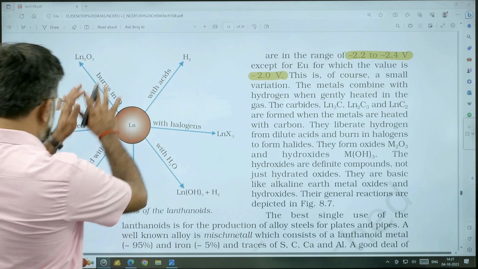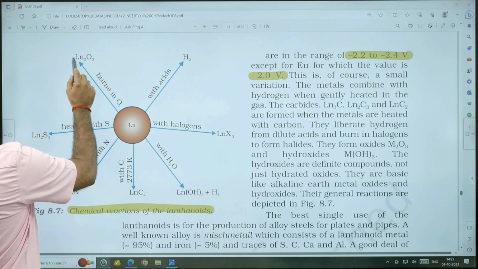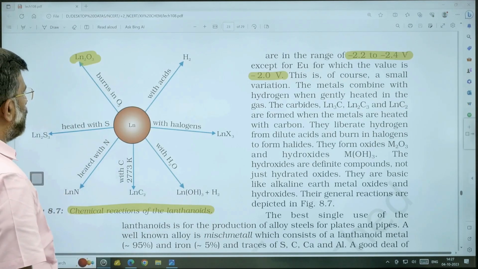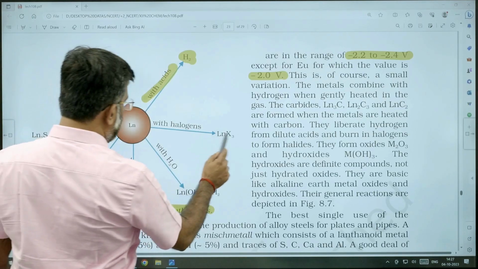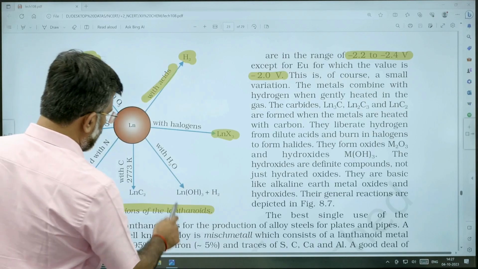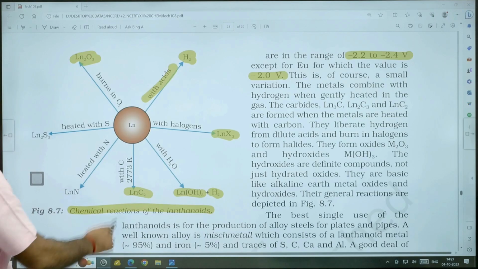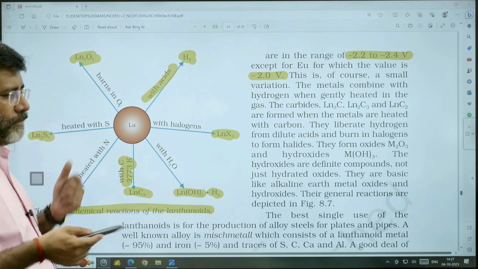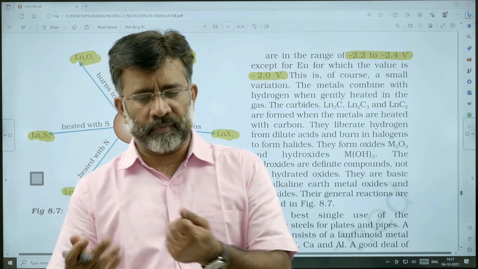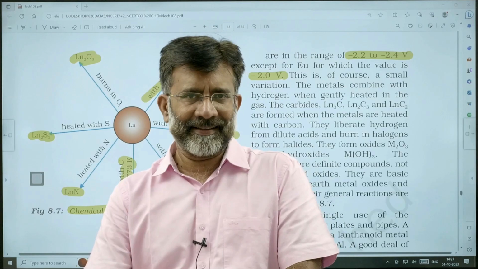These are the various reactions compared in lanthanoids. Lanthanoids can give you Ln2O3, like aluminium. They release hydrogen when treated with acids. They can form LnX3, like aluminium. They can form Ln(OH)3, liberating hydrogen. They form LnC2 carbide at high temperature, and nitride like AlN, aluminium nitride. You see, many of the products formed are quite similar to aluminium, isn't it?